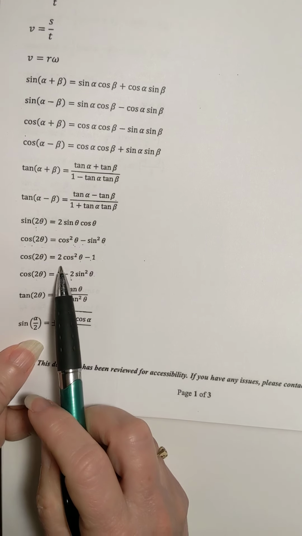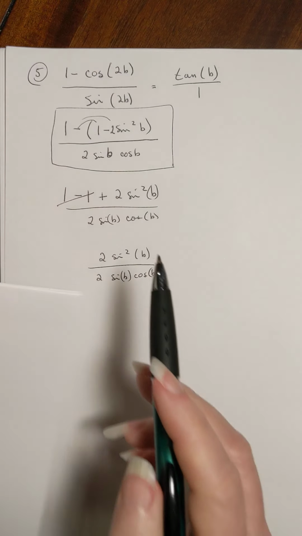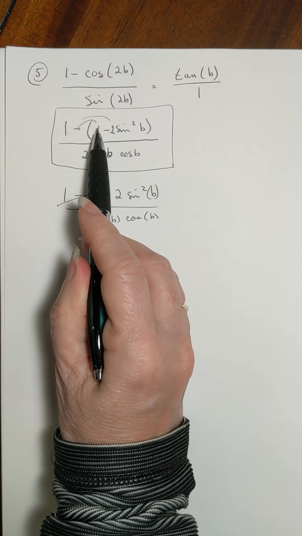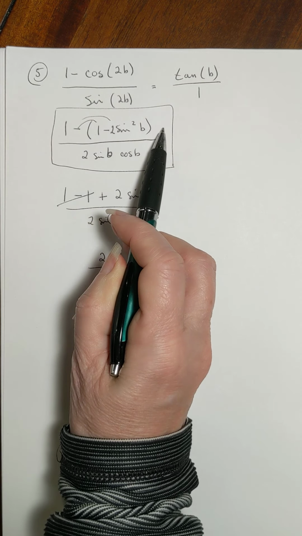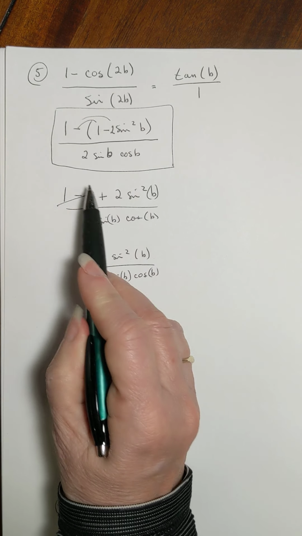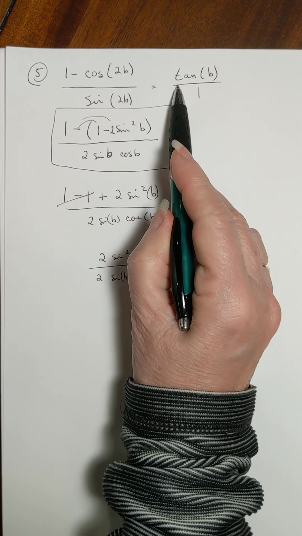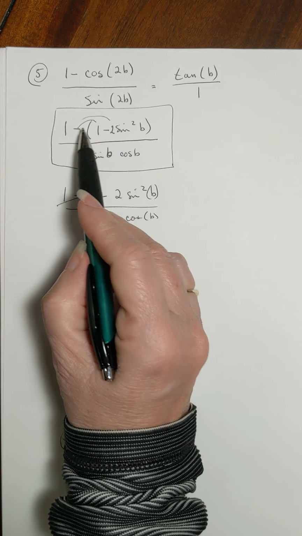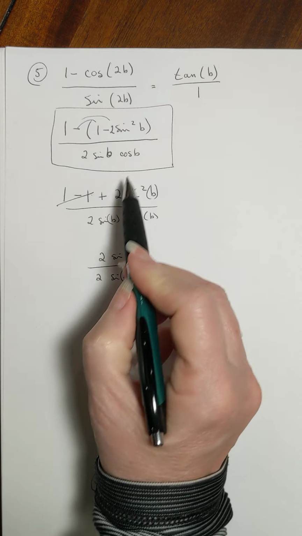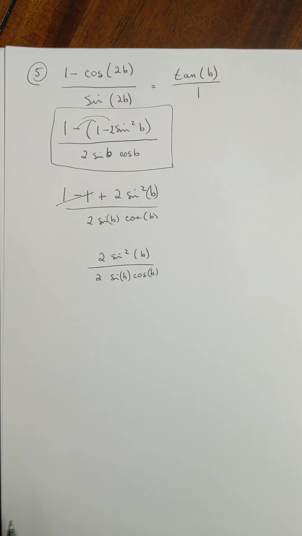If I use this one, notice that it would be something minus 1, so when I distribute that negative, it would be plus 1, and then I'd have a plus 2 over here, which I don't want. And so if I use this one, then you see how the 2 1s cancel, and then I just have 1 term in my numerator.